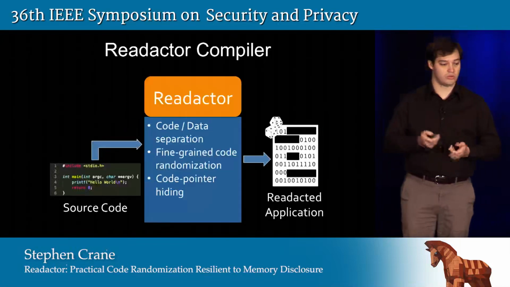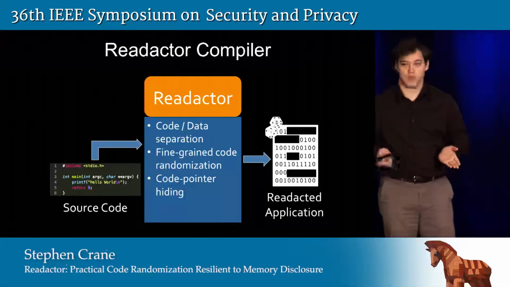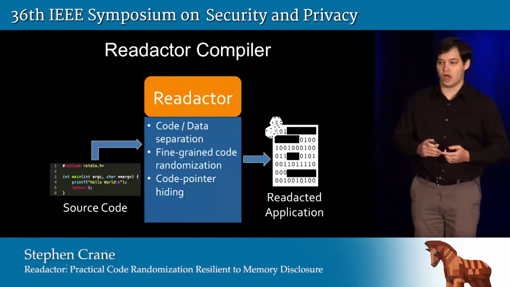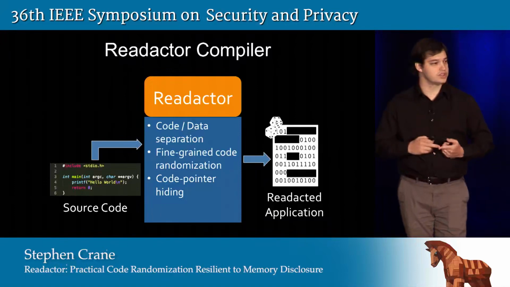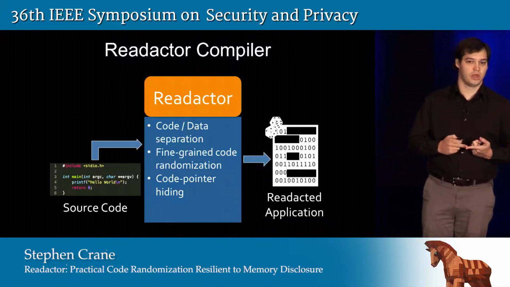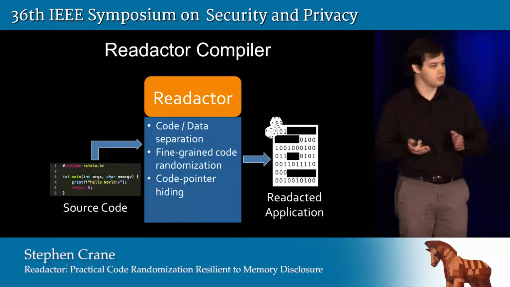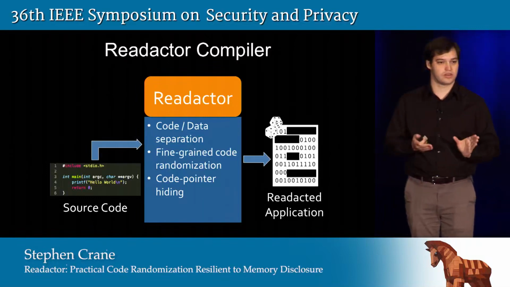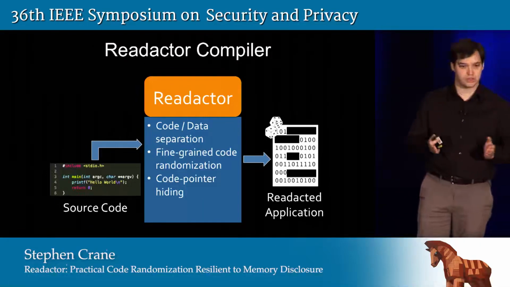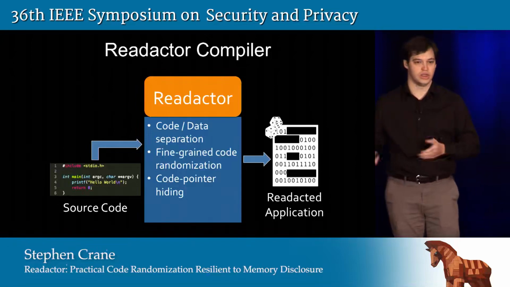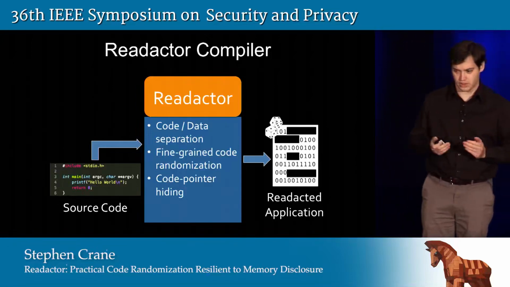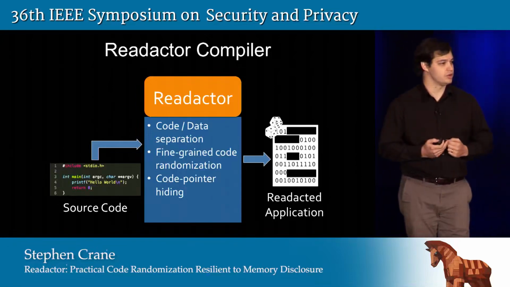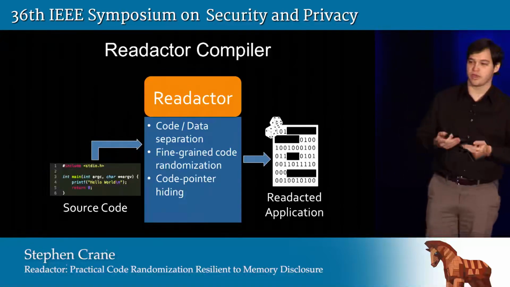How do we do this? Well, we modified the LLVM compiler infrastructure to do three things, really. We needed to separate code from data. If we embed readable data into code pages, this works on legacy x86 hardware, of course, but we need to prevent the compiler from doing this. So we simply make sure that the compiler never emits data into a code page. Easy enough. Then we use the compiler to perform fine-grained randomization.